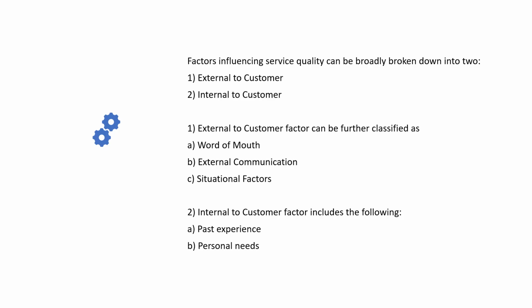Another one is external communication, which are messages communicated by the company, such as advertising, promises on brochures, websites, social media. So the more the company promises, the higher the expectations. Another one is situational factors. Customers may be influenced to expect a particular service because of a certain situation, let's say an emergency.